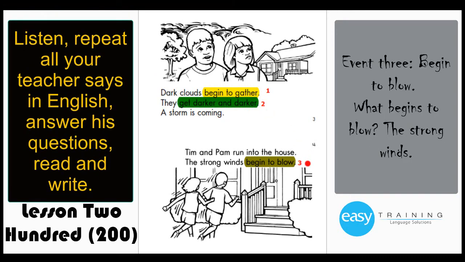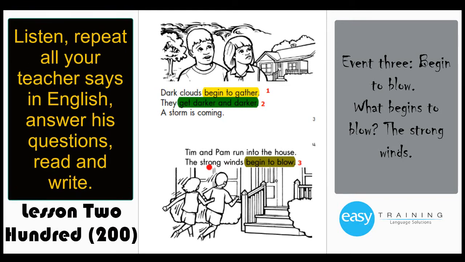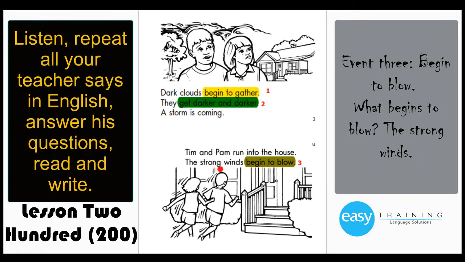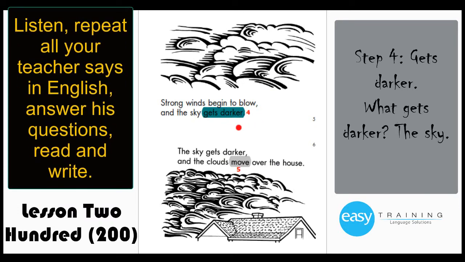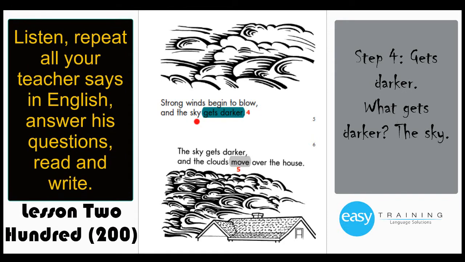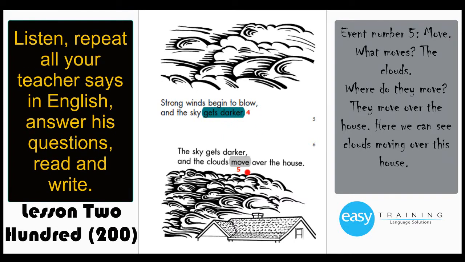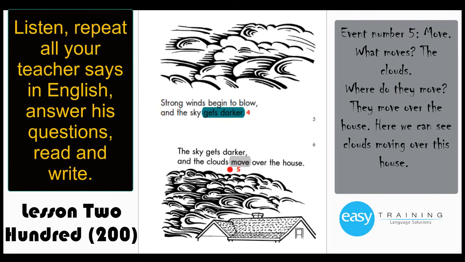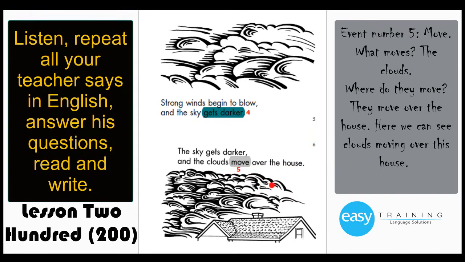Event 3. Begin to blow. What begins to blow? The strong winds. The strong winds begin to blow. Step 4. Gets darker. What gets darker? The sky. The sky gets darker. Event number 5. Move. What moves? The clouds. The clouds move. Where do they move? They move over the house. Here we can see clouds moving over this house.